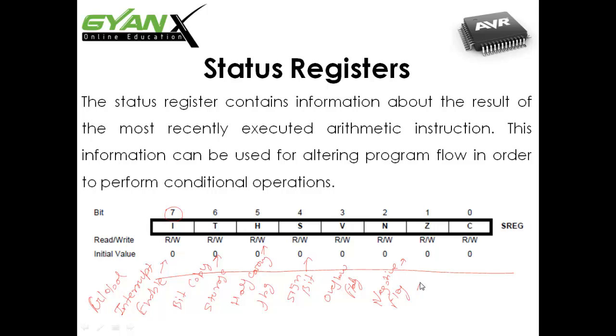Next is the zero flag. This zero flag indicates a zero result in an arithmetic or logical operation. And the last one is the carry flag. The carry flag indicates a carry in an arithmetic or logical operation. So this is the way you can see the status values of your arithmetic and logical operations.